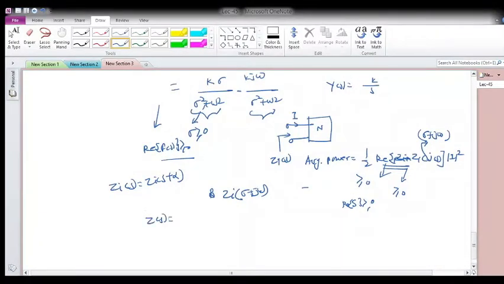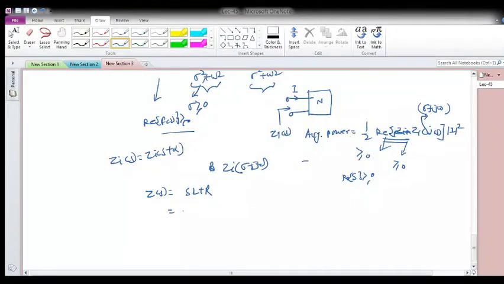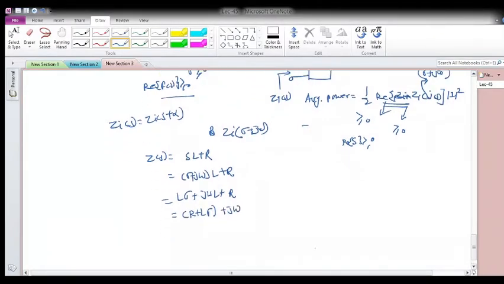Z(s) equal to SL plus R. Now I will try to find the real part here. It will be (sigma plus j omega) into L plus R, which will be L sigma plus j omega L plus R, which is R plus L sigma plus j omega L. In this case the real part is R plus L sigma, and when R plus L sigma is greater than or equal to 0, obviously the real part of Z(s) will also be greater than or equal to 0.